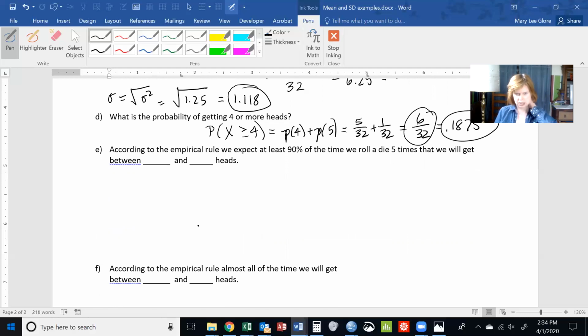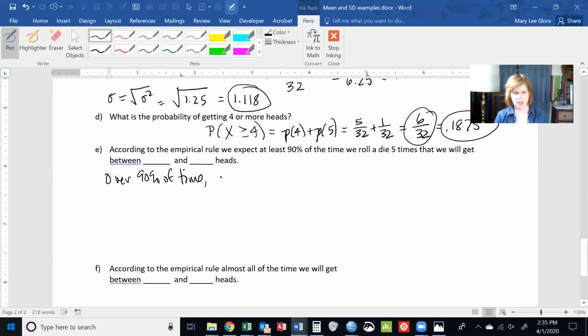It says at least 90% of the time we're going to be within a couple standard deviations of the mean, and almost all the time we're going to be within 3 standard deviations of the mean. So basically what we're saying here is that at least 90%, over 90% of the time, like if I flipped 5 coins over and over again and recorded the number of heads, all right?